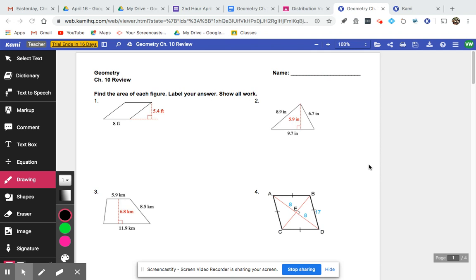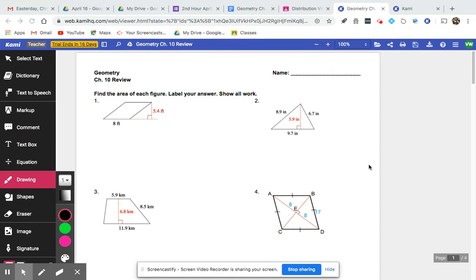Just a heads up, this will be the first of 3 videos. We are going over the Chapter 10 test review. So we are going to jump right in with the first page, and that'll be the end of this video. So for the first 6, everything on the first page, we need to find the area of each figure. We need to label our answer and show all necessary work.